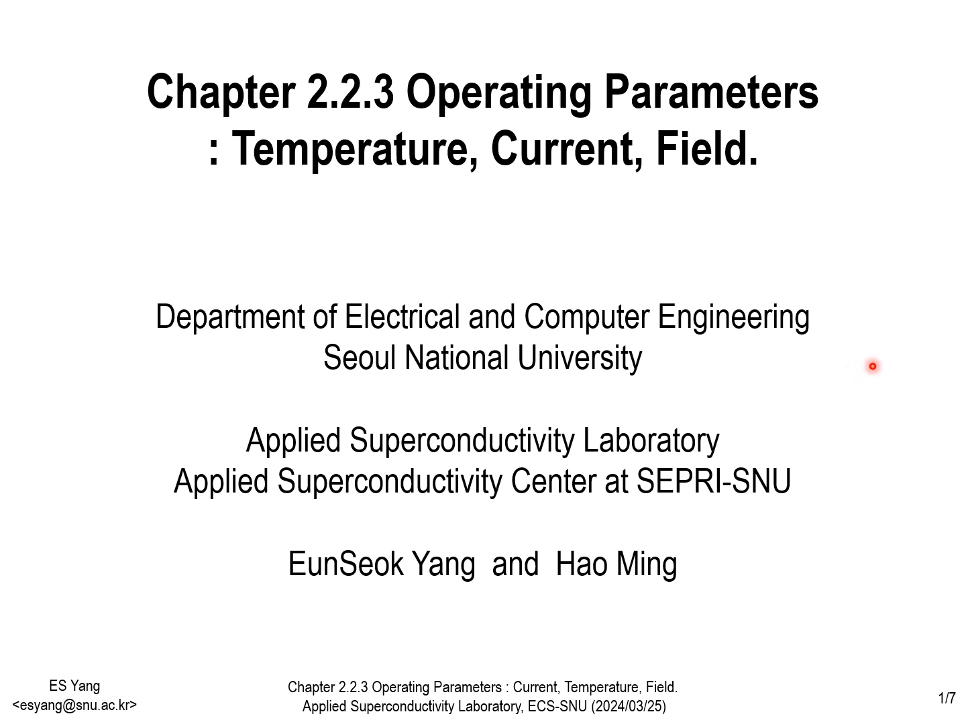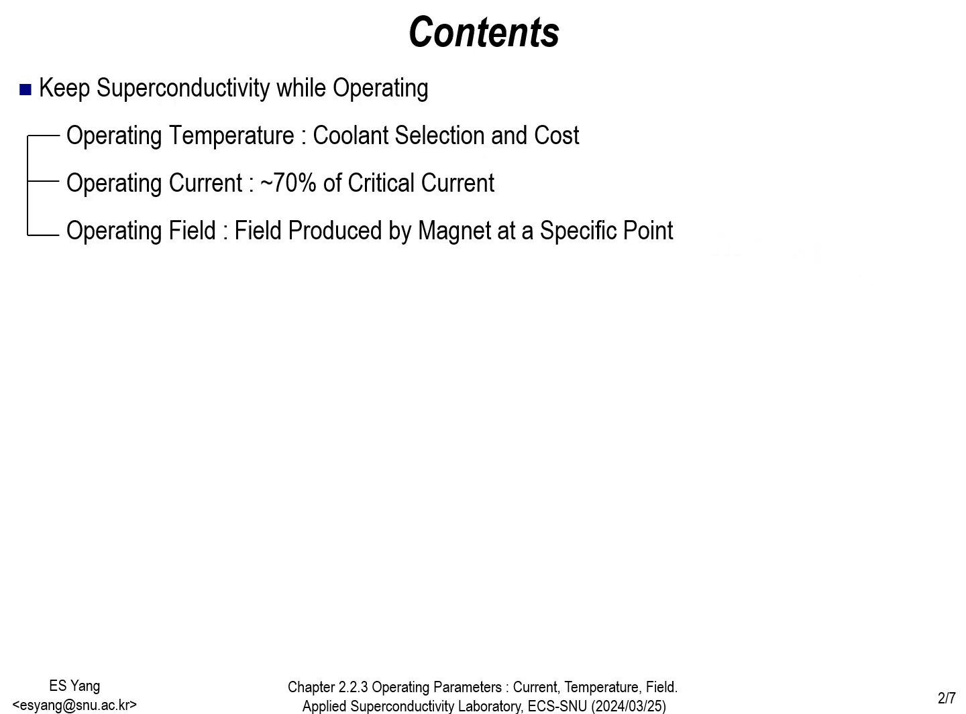Hello. In today's session, we will discuss the operating parameters, temperature, current, and field, essential for the operation of superconductors. Let's begin with the agenda. As you can see from the title, there are three parameters necessary for maintaining superconductivity. I will explain each parameter in order. Through this session, you will gain an understanding of the three parameters required for maintaining superconductivity.